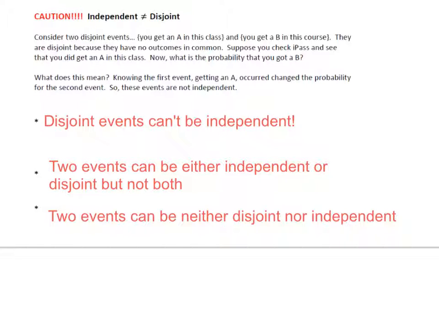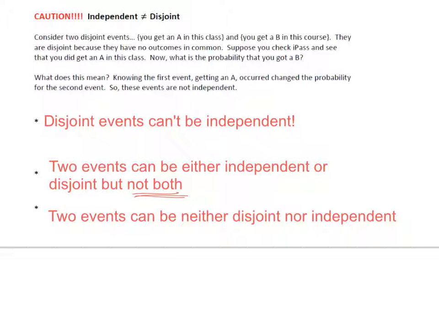Second one, two events can be either independent or disjoint, but not both. So you can't be both. There's no occasion ever where I can think of you having independence while being disjoint. You can be disjoint, not independent. You can be independent and not disjoint. You just can't be both.